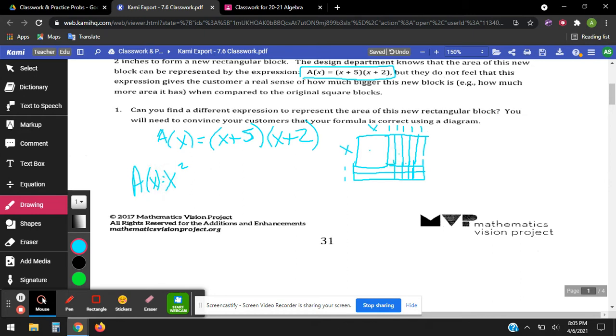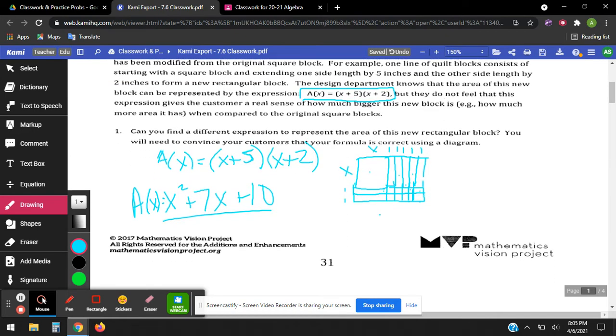I have 1, 2, 3, 4, 5, 6, 7 x's. And then I forgot that line. 1, 2, 3, 4, 5, 6, 7, 8, 9, 10 small boxes. So here is a different way to represent it. Here's the picture that shows how I got that. Okay, next one.